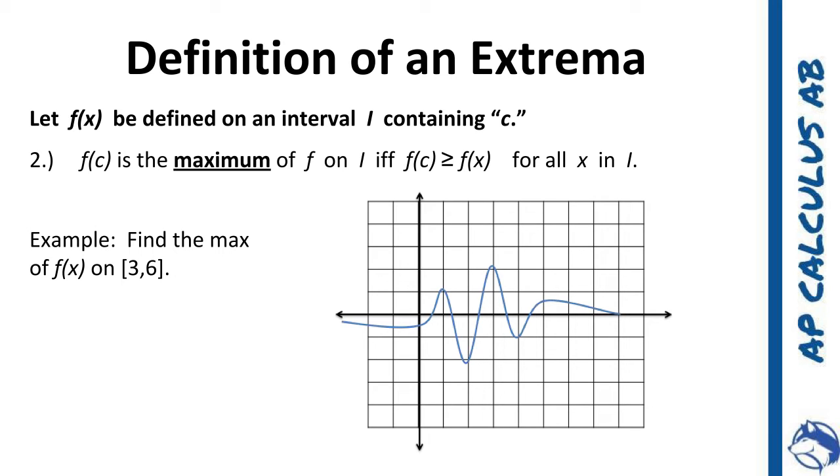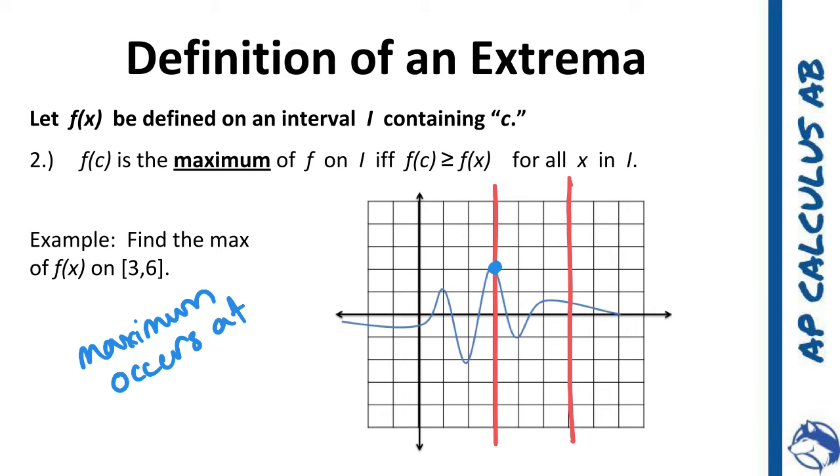So same thing, I'm looking at that interval from 3 to 6. So I'm going to go ahead and draw my line at 3, draw my line at 6, and I'm looking for the highest value. Well, the highest value occurs right there where it started. So my maximum occurs at, and this looks like it is 3, 2.